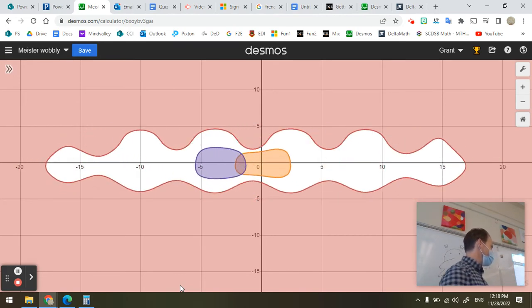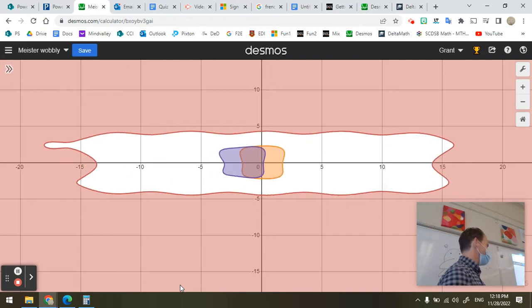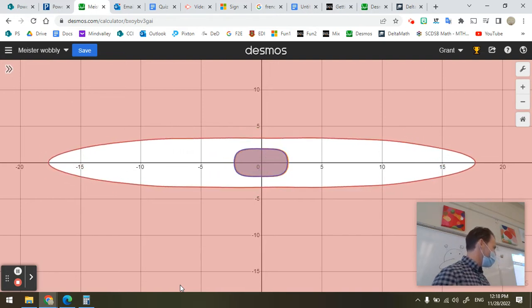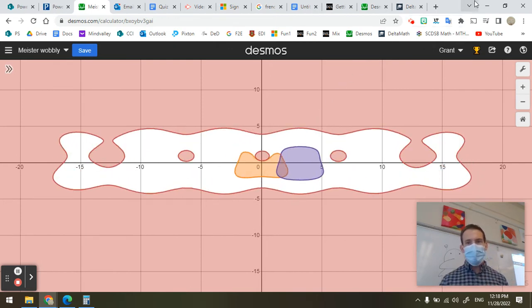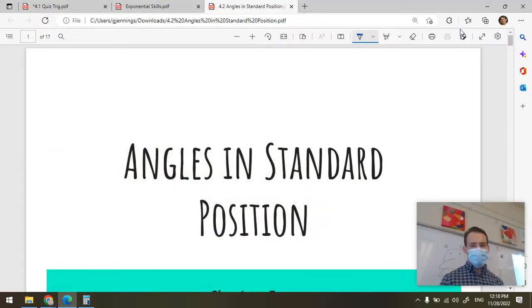Not this, although I'll assure you trigonometry is very much alive and well in this weird lava lamp graph. But here, let's take a look at angles in standard position.